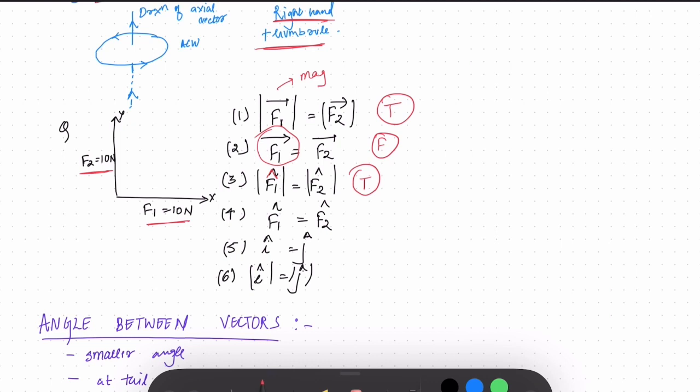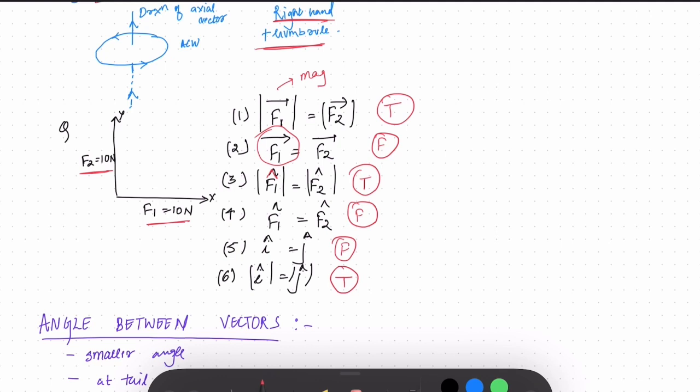Does F1 cap equal F2 cap, without the bars? No, it is not equal, because the directions are different. Is I cap equal to J cap? No, I cap represents the X direction and J cap represents the Y direction, so this is a false statement. And the next term, the magnitude of I cap is equal to the magnitude of J cap, yes, it is true, it is equal, so it is a true statement. So this is a simple question for you all.